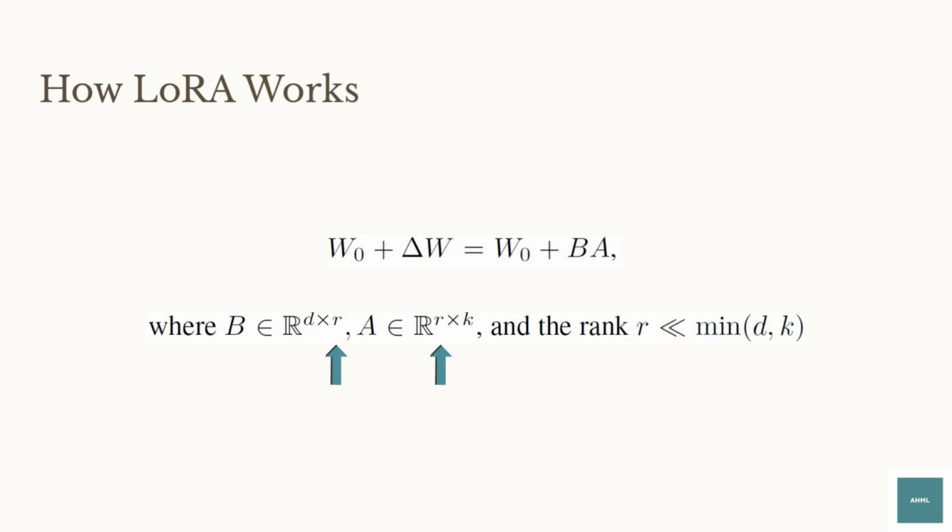Instead of updating all the pre-trained weights, LoRA keeps them frozen and learns a much smaller, low-rank update. The delta W is further decomposed into two smaller matrices B and A, where the intrinsic rank of B and A is far less than the dimension of the original pre-trained weight matrix.